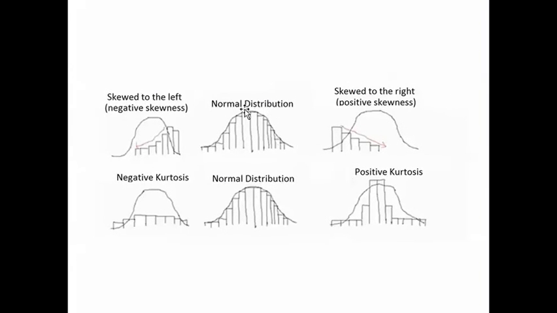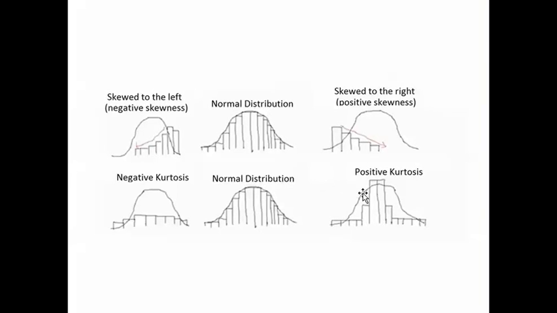So a normal distribution is halfway between a negative skewness and a positive skewness, because the normal distribution doesn't peak too far to the left or too far to the right. It peaks right in the center. A normal distribution is also halfway between a negative and a positive kurtosis, because it peaks somewhere between this and this. So the reason why I put these in the center, like I did here, is to show that the normal distribution is halfway between these two shapes, and it's also halfway between these two shapes.